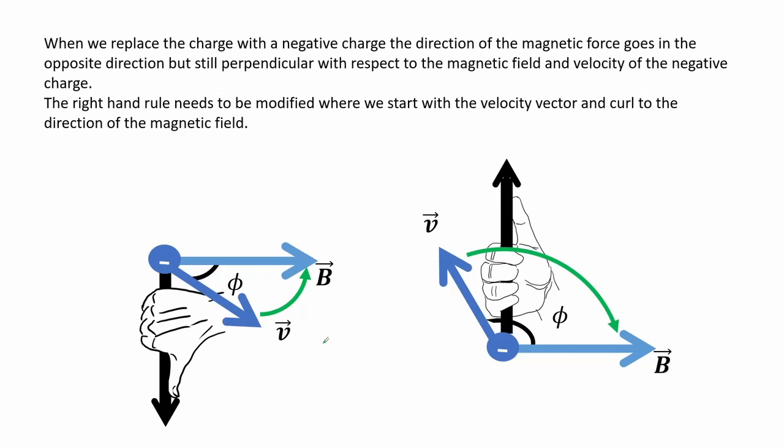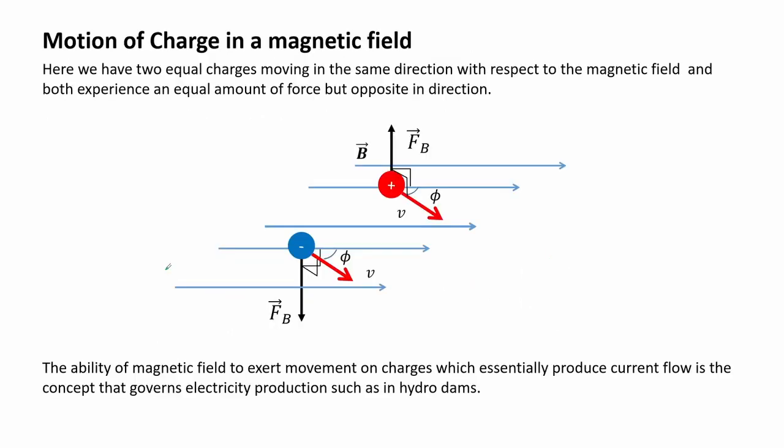When we replace the charge with a negative charge, the direction of the magnetic force goes in the opposite direction, but still perpendicular with respect to the magnetic field and velocity of the negative charge. Here we have two equal charges moving in the same direction with respect to the magnetic field, and both experience an equal amount of force but opposite in direction. The ability of magnetic fields to exert movement on charges, which essentially produce current flow, is the concept that governs electricity production, such as in hydro dams.